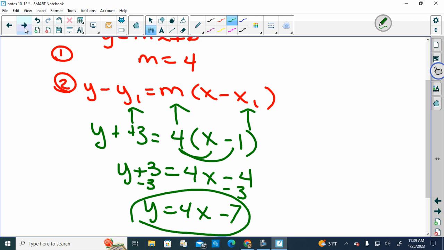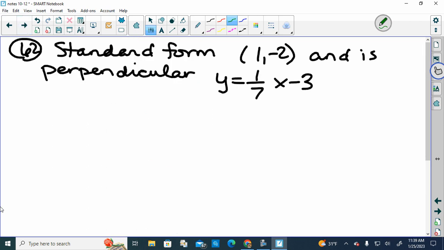Okay, we're going to try it now for perpendicular, just to make sure we've got this. Okay. But we're going to do standard form this time instead of slope intercept, so that means the x and the y are going to be together. We want us to use the coordinates 1, -2, and it's perpendicular to the equation.